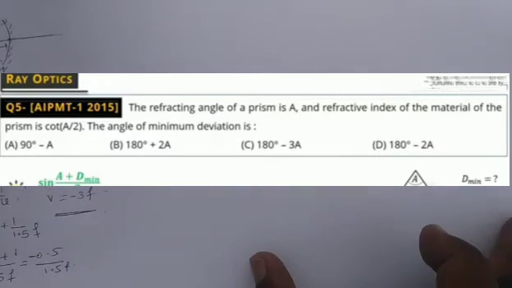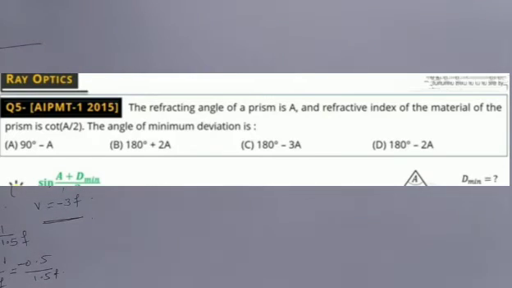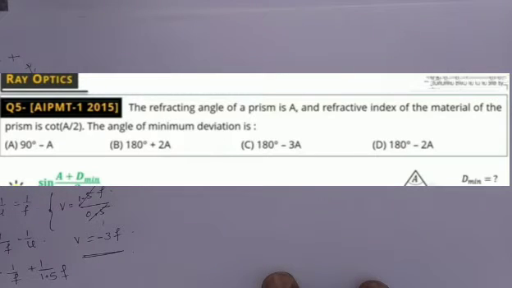Next problem: the refracting angle of a prism is A and the refractive index of the material of the prism is cot A by 2. The angle of minimum deviation is. This question is picked from the AIPMT 2015.